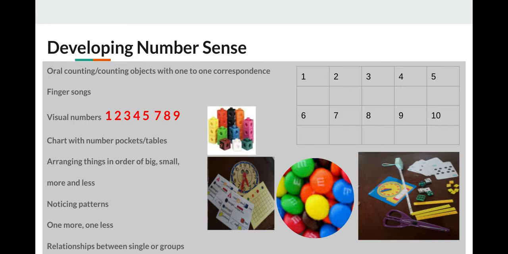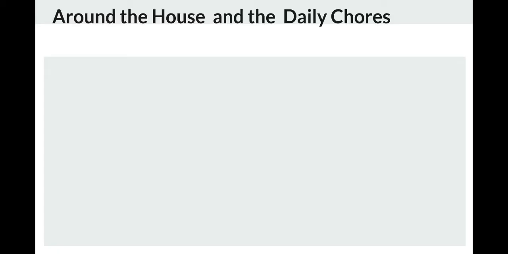Relationship between single or group is also an important concept. So you can say there's one candy or there's a group of candy. So what are some of the things that you can do around the house? As we said, counting is one basic thing that you can do around the house.